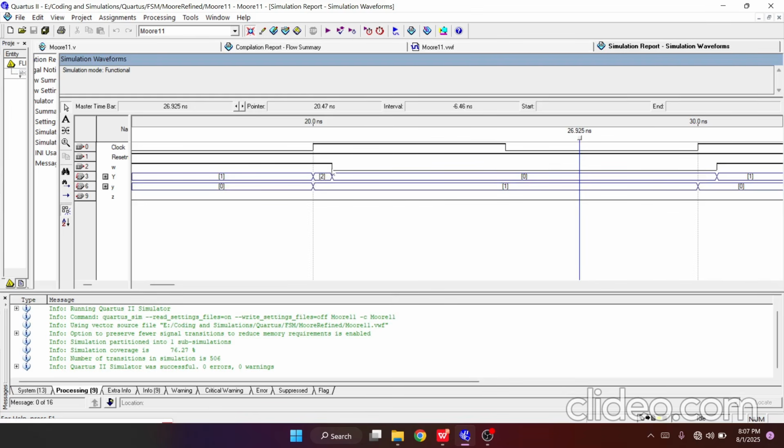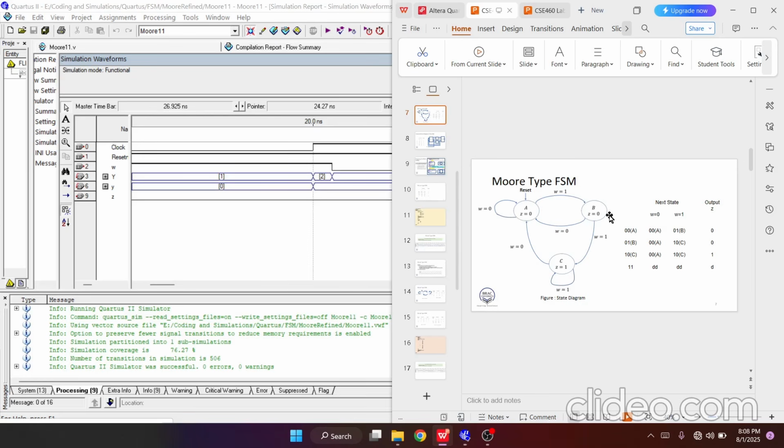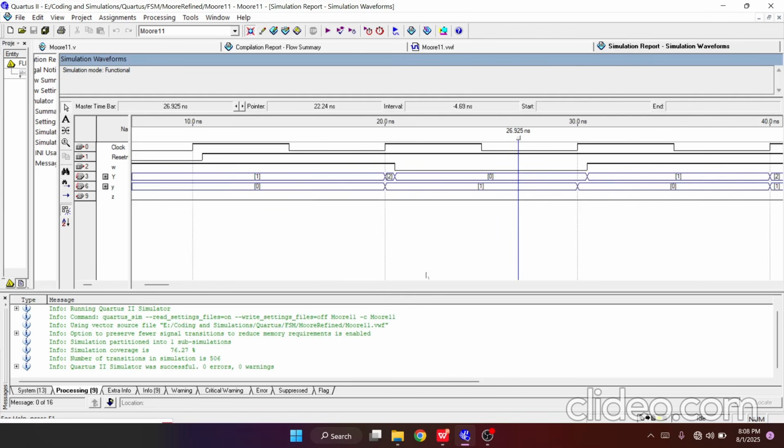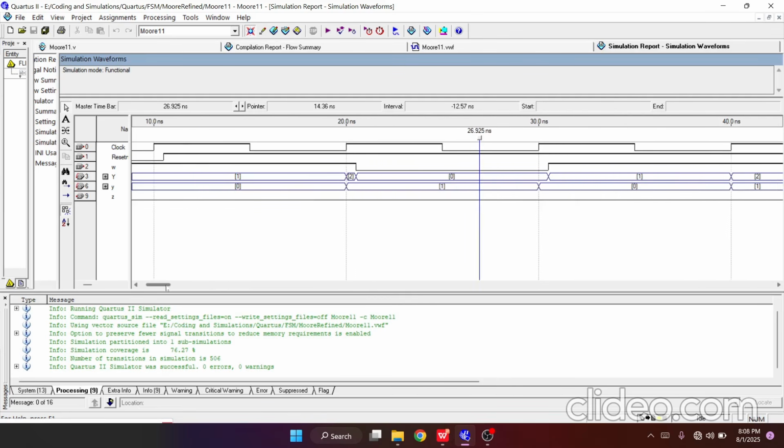After W is set to 0, you are in state B with W equals 0, so your next state should be A state. So capital Y should be equal to 0 now, which is true here. See, after value 2, capital Y is taking the 0 value. So this part is done.